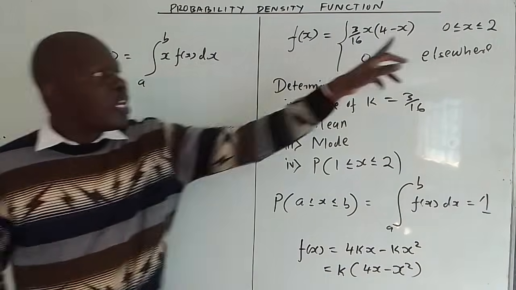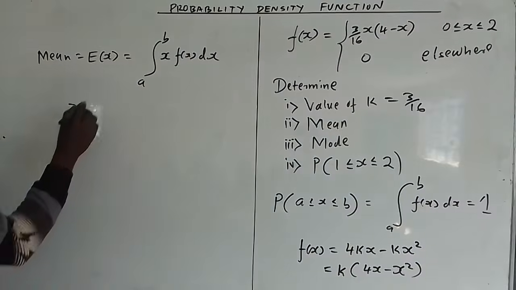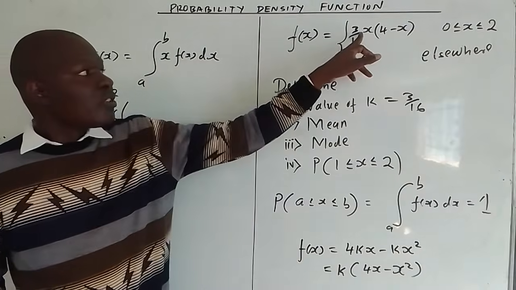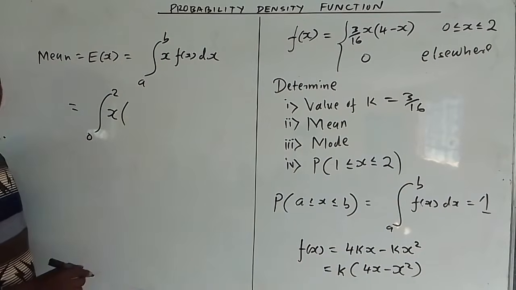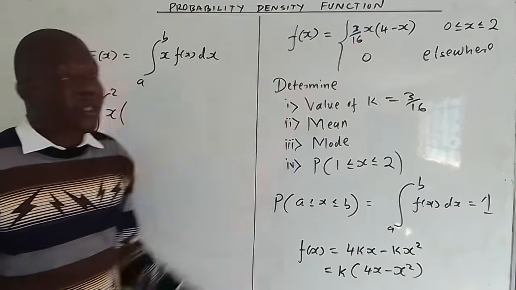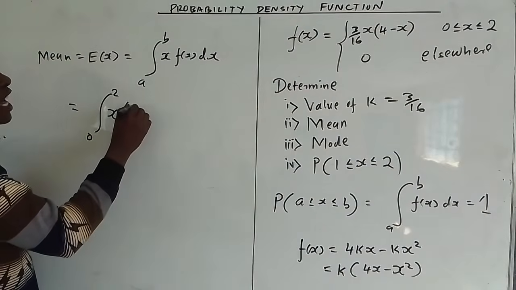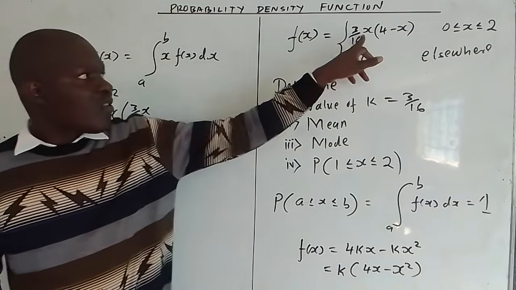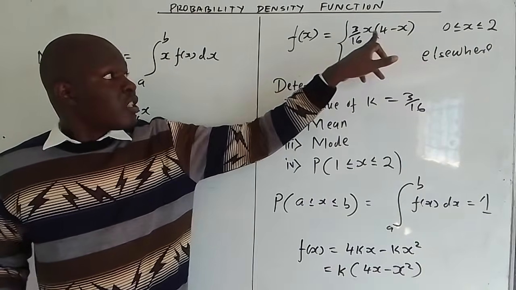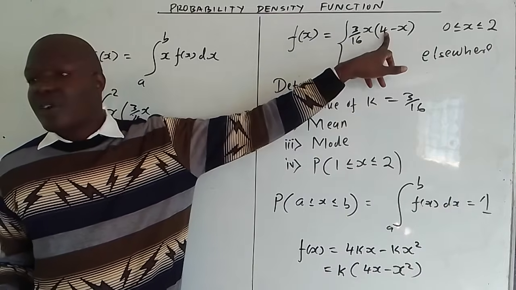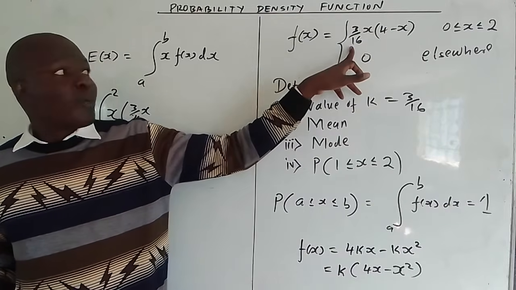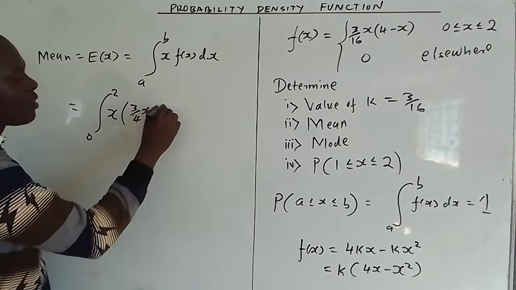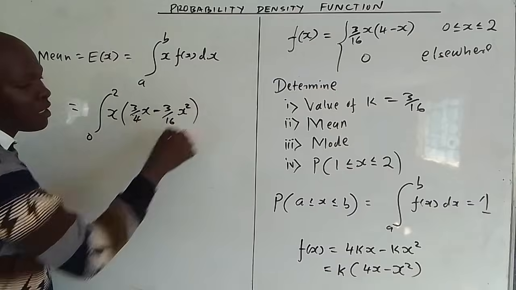Are we together? Yes. So what do we get there? Give me the range from a to b. It's 0 to 2. So we have from 0 to 2, then x, then f of x is what? 3 over 16 times 4x minus x squared. So this 3 over 16 multiplies everything inside. So 3 over 16 times 4x, you get 3 over 4x. See, 4 cancels with 4 in the numerator. So you remain with 3 over 4x. Then 3 over 16 times negative x squared, you have minus 3 over 16 x squared.